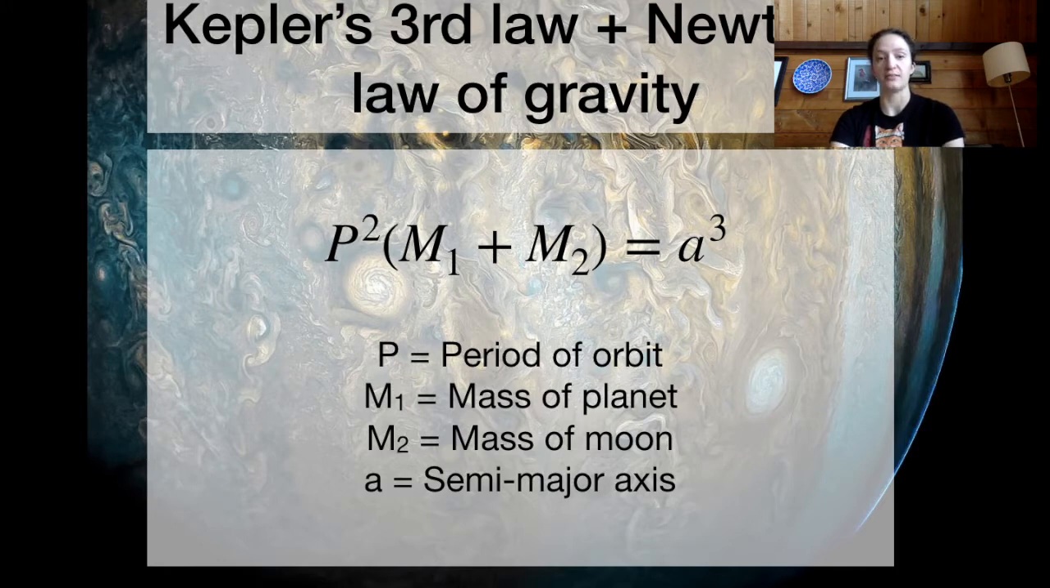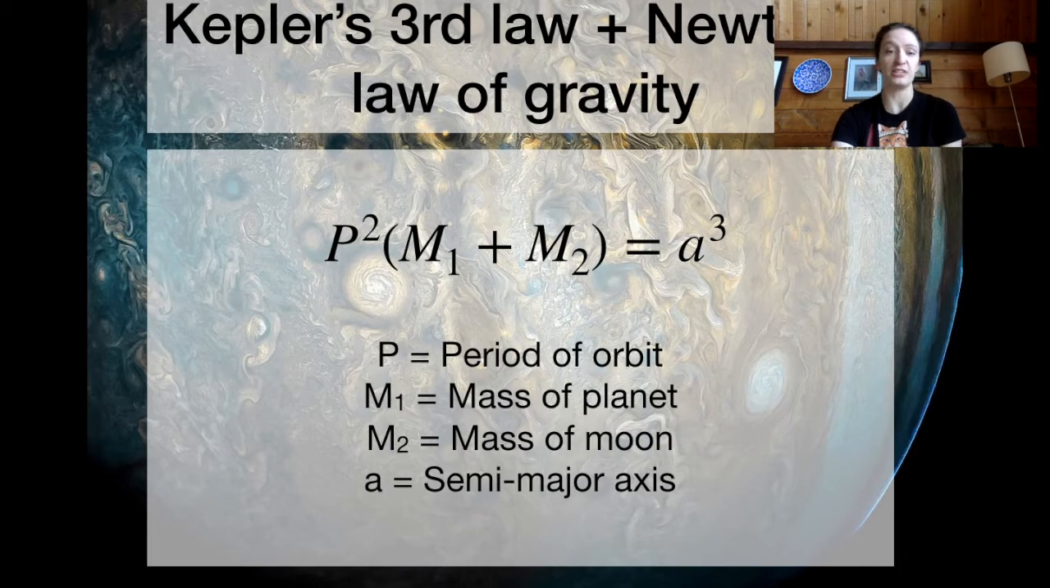If you combine these 2 formulas, you end up with this formula, which is going to be much more applicable to our lab: P squared times (m1 plus m2), remember those parentheses are really important, equals a cubed, where again, P is the period of the orbit or orbital period. M1 and M2 are masses. M1 is generally the mass of the larger object, meaning the planet in this case, and M2 is the mass of the moon or the smaller object, and a is your semi-major axis.